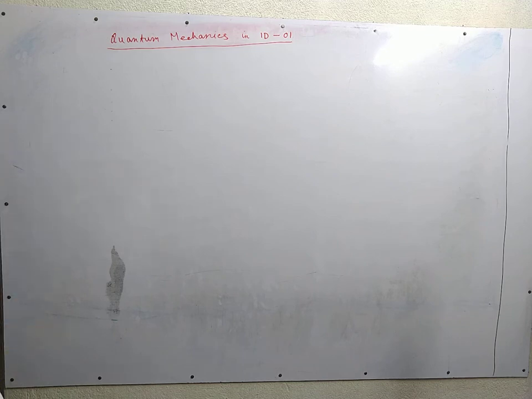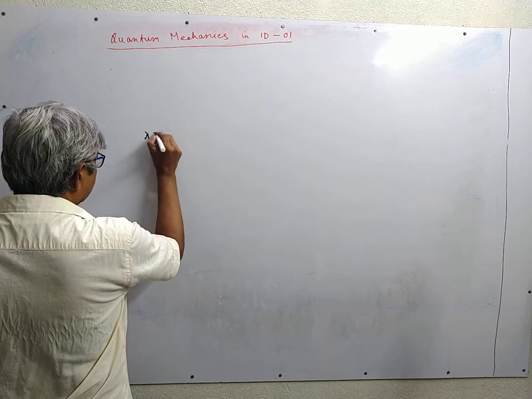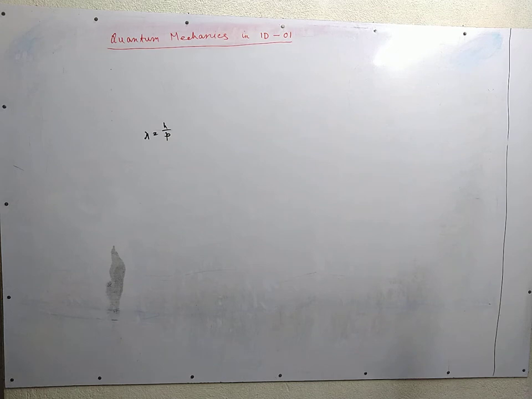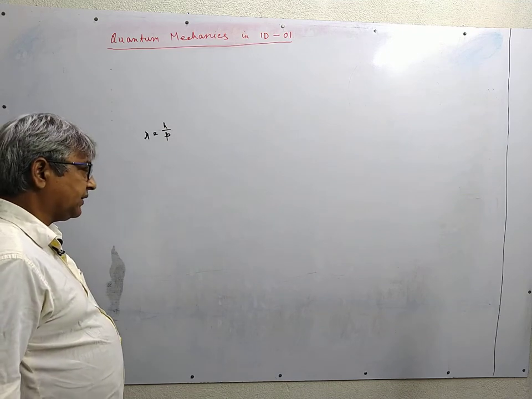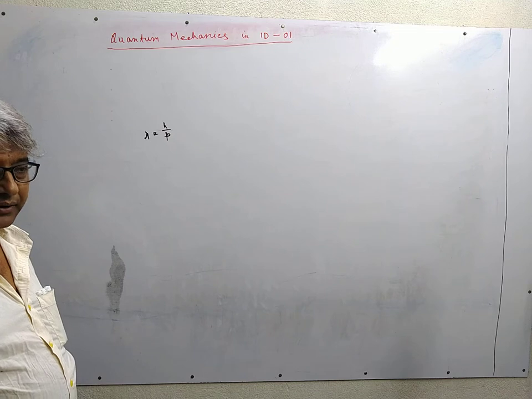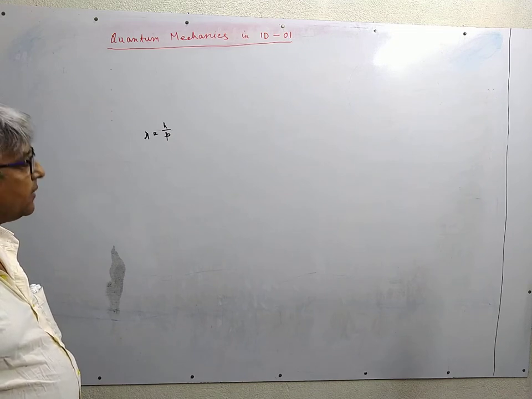We have seen that as per de Broglie hypothesis, every moving material particle is associated with a wave, a matter wave, and the de Broglie wavelength is given by lambda equals h by p, where h is Planck's constant and p is the momentum of the particle. It is found that whenever lambda, the de Broglie wavelength, becomes comparable with the physical dimension of the problem, the quantum effect becomes significant. And in fact, in the case of a microscopic particle, quantum mechanics becomes important.